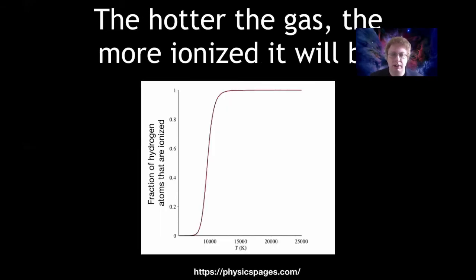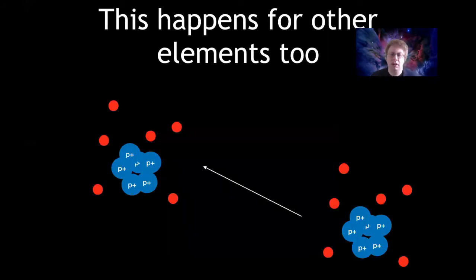If you calculate in detail how these collisions take place, what you'll find is that in typical conditions for the surfaces of stars, the fraction of hydrogen atoms that are ionized very quickly rises from about 0% for temperatures less than about 5,000 Kelvin, about the temperature of the sun, to about 100% for temperatures that are a little bit more than 10,000 Kelvin. So still in the range of the temperatures of some stars, but a good bit hotter than the sun. So this process of ionization happens for other elements too.